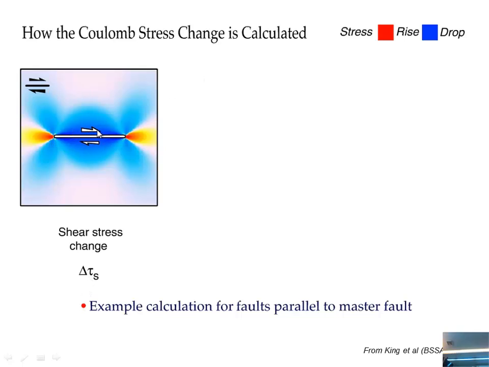So when we slip like this, actually in the area around it, we use up some of that shear stress. But off of the end of the fault, we increase the shear stress on fault planes parallel to the source fault. So the receiver fault is parallel.